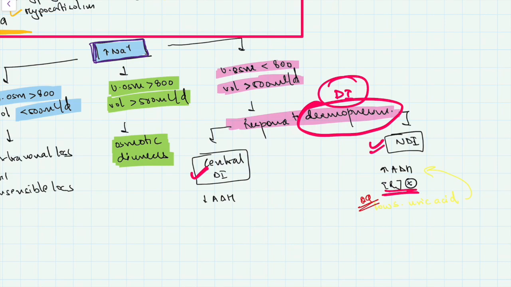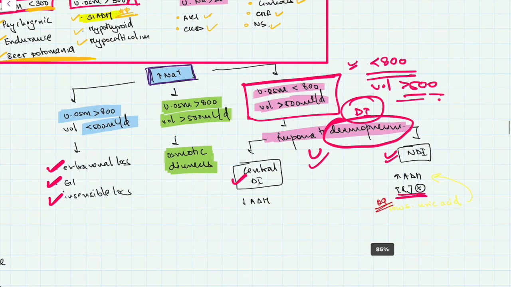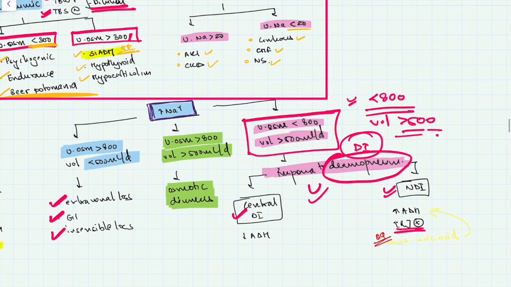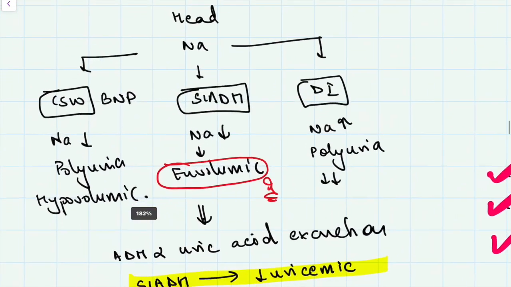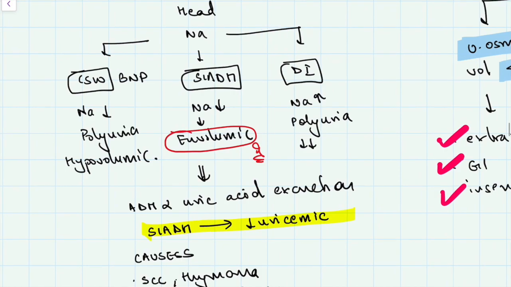Okay, so what you have to remember is that for hypernatremia, check whether the urine osmolarity is less than 800, right, and the volume is more than 500. Then you can think of the diagnosis of diabetes insipidus, right. So let us look at all these differentials of sodium disturbances.